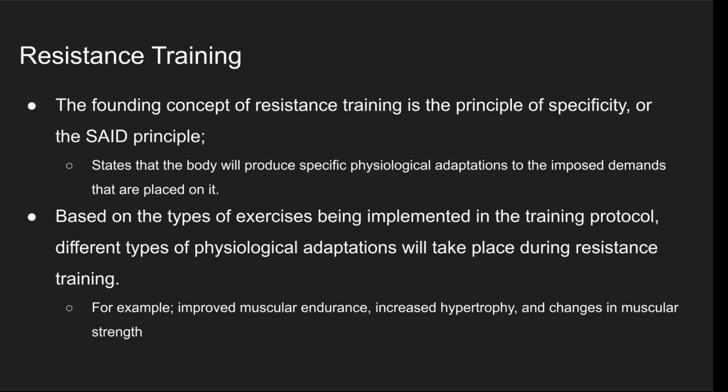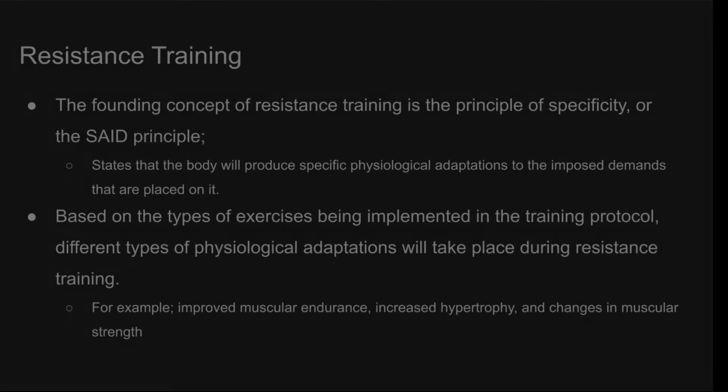The concept of strength or resistance training is based on the principle of specificity, or the SAID principle, which states that the body will produce specific physiological adaptations to the imposed demands that are placed on it. This means that the types of exercise being implemented in a training protocol will produce different types of physiological adaptations. For example, improved muscular endurance, increased hypertrophy, and changes in muscular strength.